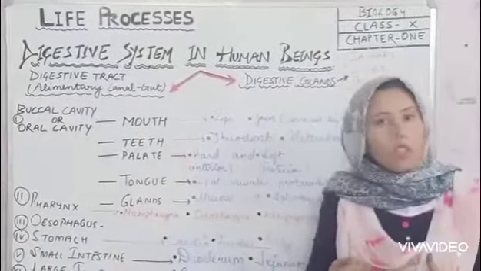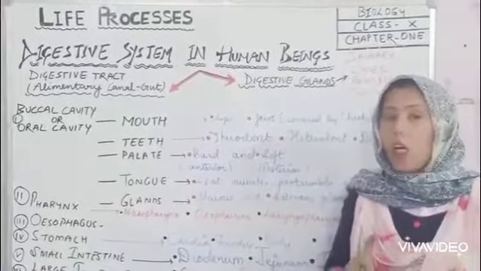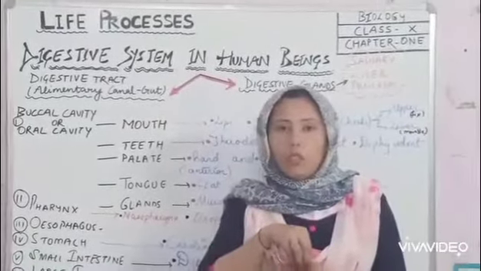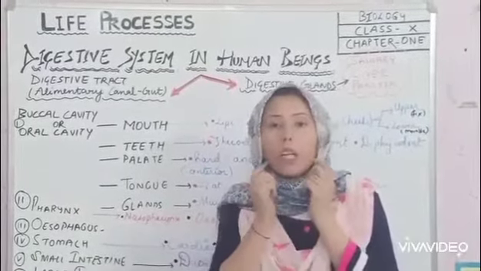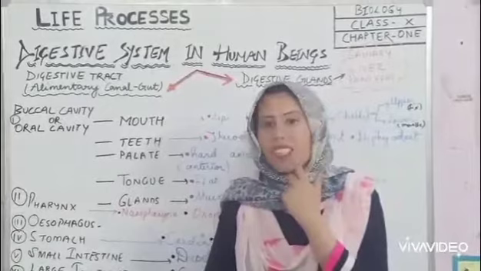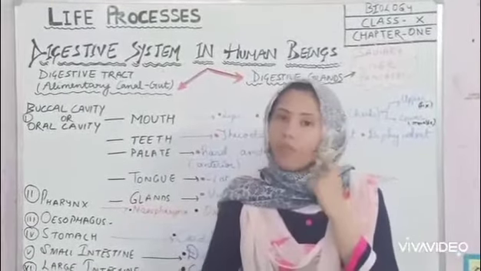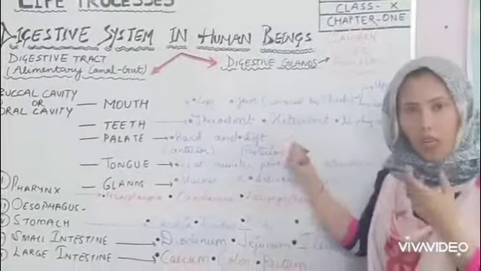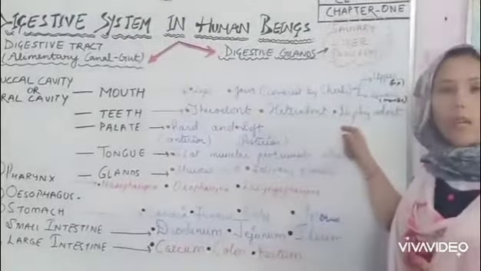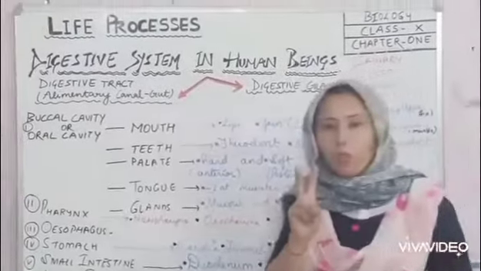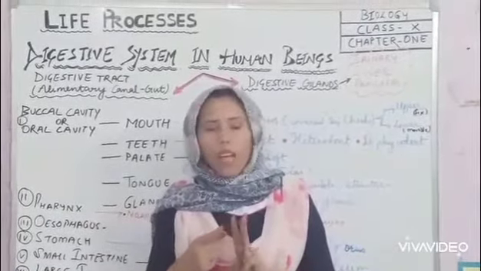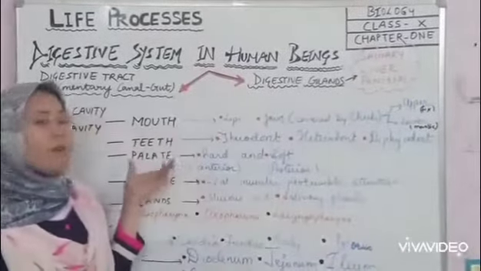Then teeth. Human teeth are thecodont, heterodont and diphyodont. Thecodont means they are embedded in the jaw sockets. Second quality is heterodont: we have four types of teeth, incisors, canines, premolars and molars. Hetero means different types of teeth. One more quality is diphyodont. Di means two, so we have two sets of teeth in our life: first milk teeth, and the second permanent teeth.